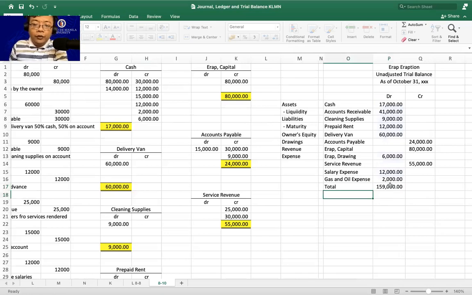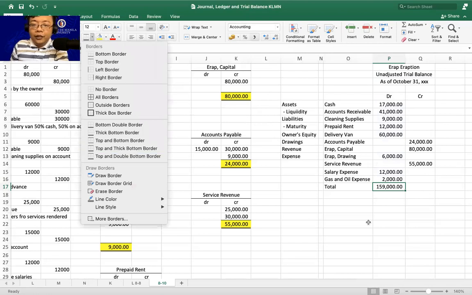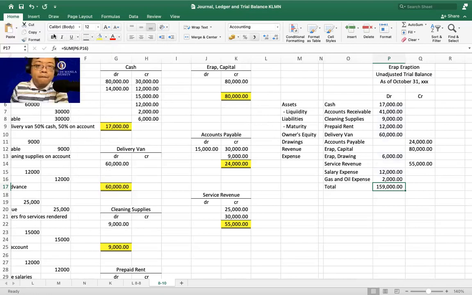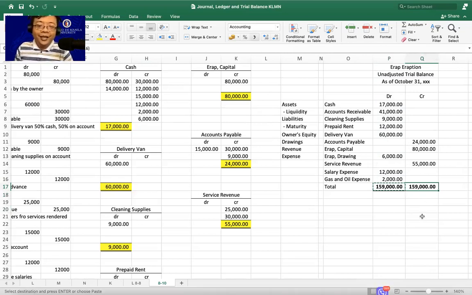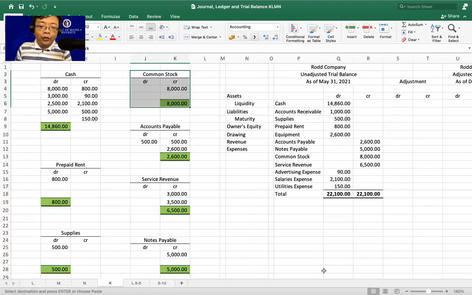So here you have 159,000. So we have 159,000 here. Just copy it. Hopefully, balanced. Very good. So meaning we are balanced in terms of the unadjusted trial balance. So I think we should end here for now about the unadjusted trial balance. I will continue with the adjustment later. Don't worry. In this example, I will copy it now.